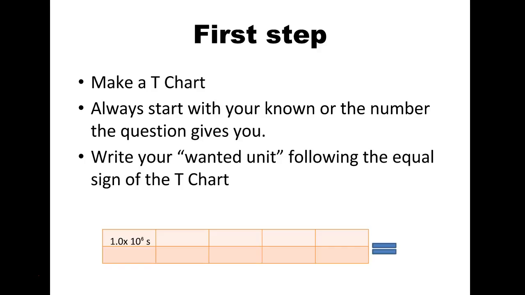So your given is always a number with a unit attached to it. And then at the end of this T-chart, after the equal sign, you want to put what you're trying to get to, or your wanted unit, because that really helps you figure out what to do throughout your T-chart, how to lay out your conversion factors correctly. So always put what you're trying to get to right at the beginning, right when you're starting the problem, at the very end, so you don't get lost and confused in your T-chart.